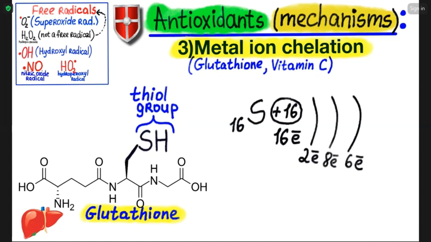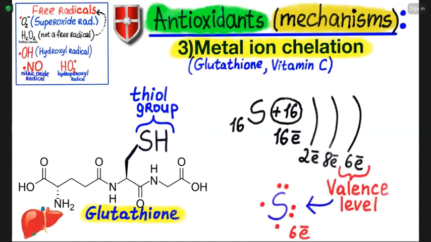Sulfur's electron distribution is 2, 8, 6, indicating that it has 2 electrons in its innermost energy level, 8 electrons in the second energy level, and 6 electrons in the outermost energy level. The valence level of an atom refers to the outermost energy level that contains electrons. These valence electrons are the ones involved in chemical reactions and interactions with other atoms.